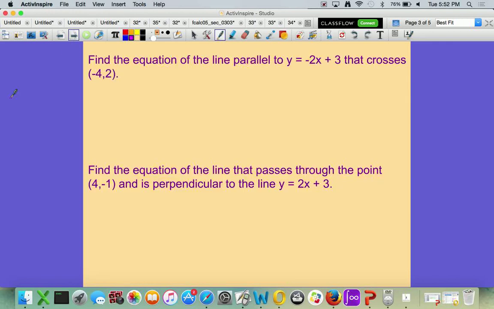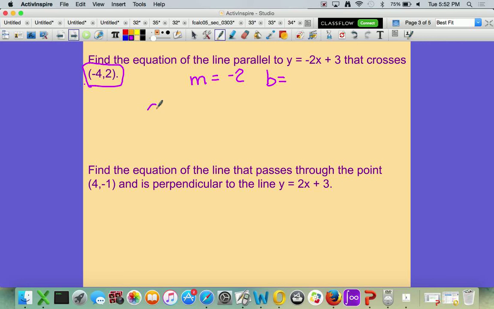We can also do that from standard equations. This one says find the equation of the line parallel to y equals negative 2x plus 3 that crosses the point negative 4, 2. Alright, well, parallel lines have the same slope, and if we look at our equation here, our slope for that one is negative 2. We just got to be able to figure out what our y-intercept is. Well, that's where we're going to use our other point, because we know that point is on the line.